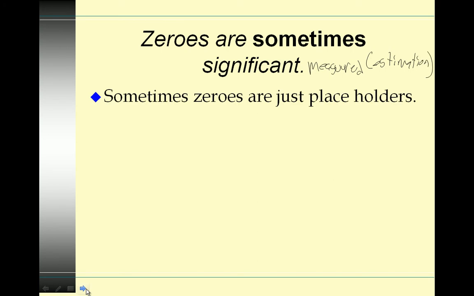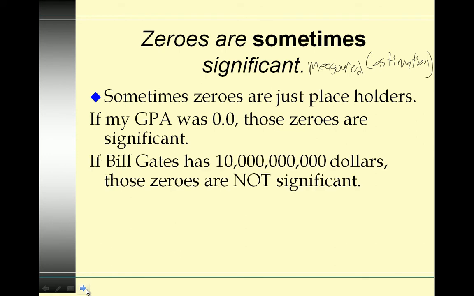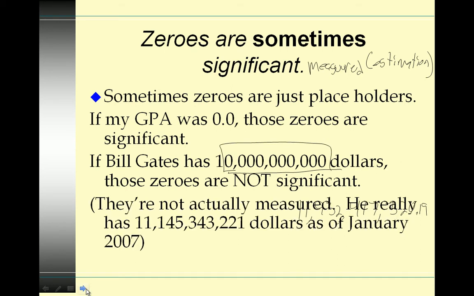Sometimes zeros are just placeholders. If my GPA was 0.0, those zeros are significant. If Bill Gates has $10 billion, those zeros are not significant because Bill Gates really has $11,932,417,320.19. But saying $10 billion is good enough, and those zeros are just placeholders. You can't say they're not important, right? He doesn't have $1, he has $10 billion. So, there you go.